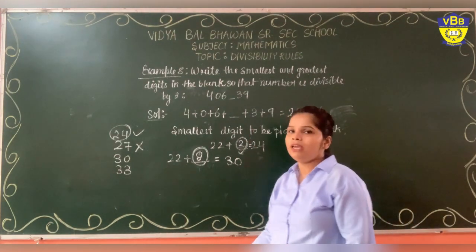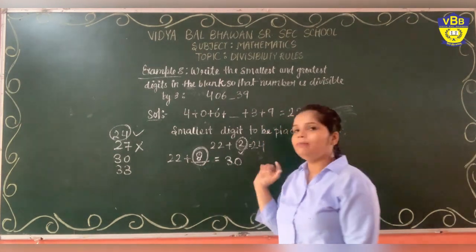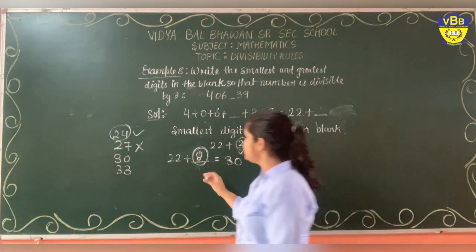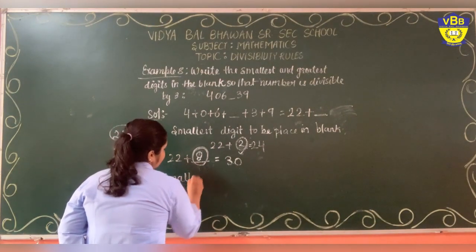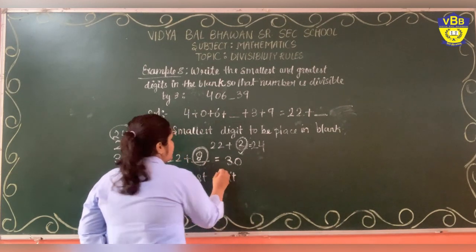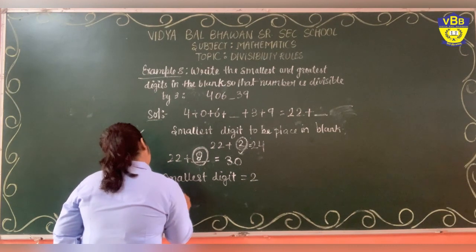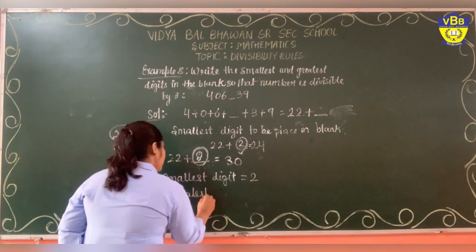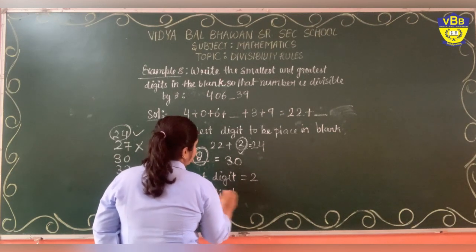In the same way, the greatest digit to be added so that the sum becomes divisible by 3 is 8. So the answer is: the smallest digit is 2 and the greatest digit to be added in this number is 8.